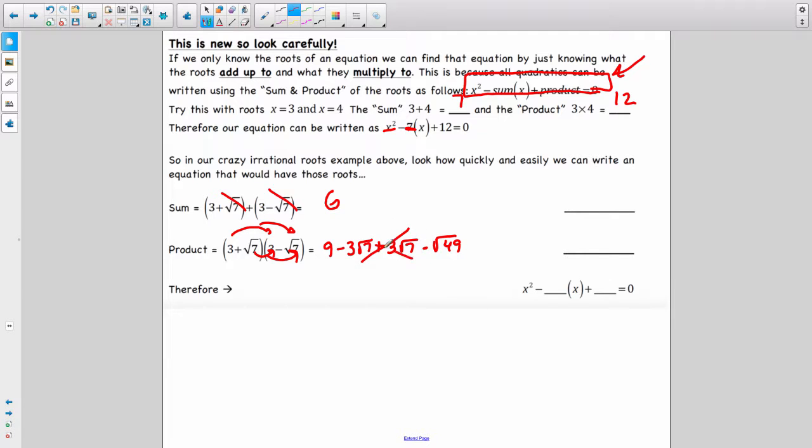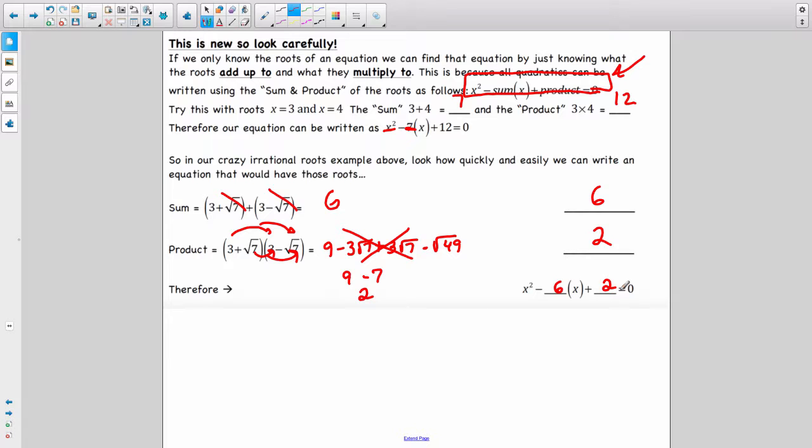These go away. Thank you, conjugate. We're left with 9 minus 7, which is 2. Okay, so our sum was 6. Our product was 2. Now we just plug them in. X squared minus the sum, x, plus the product.